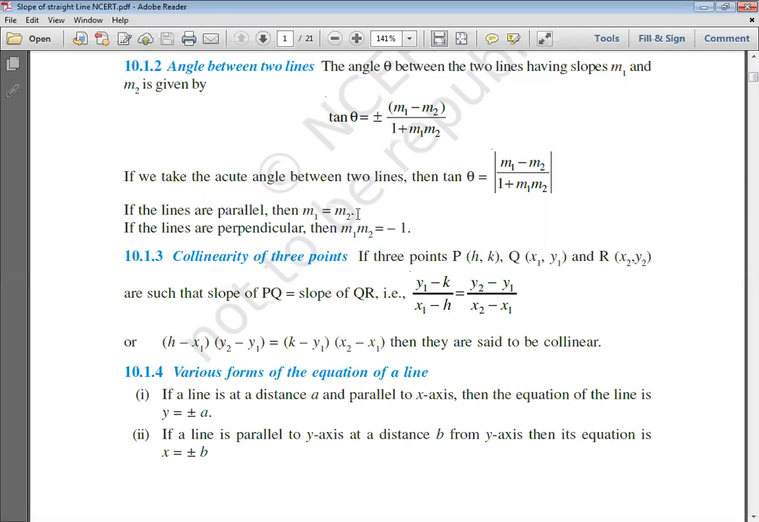So that's why these two conditions are very important in different situations, which are called the condition of parallelism and the condition of perpendicularity. And these conditions are related to the slopes of the lines concerned.